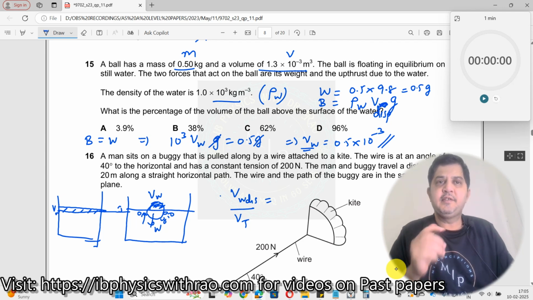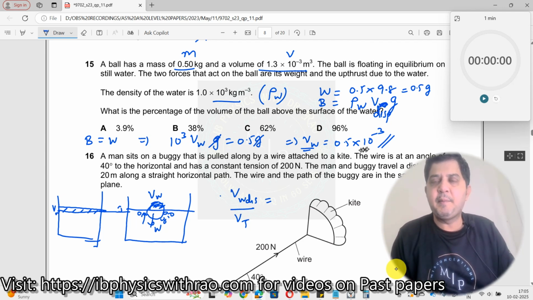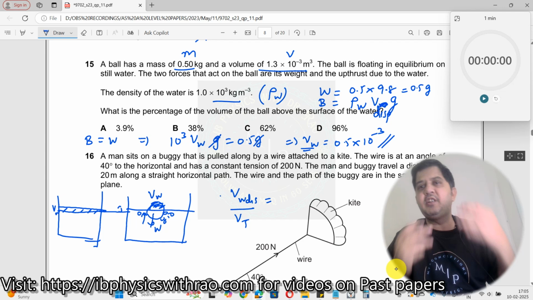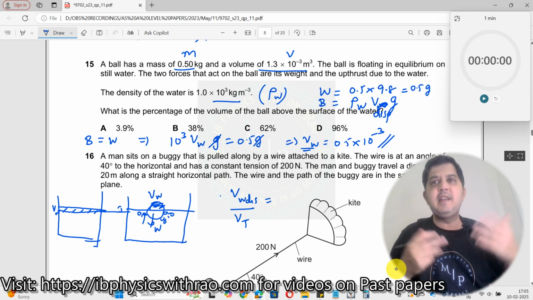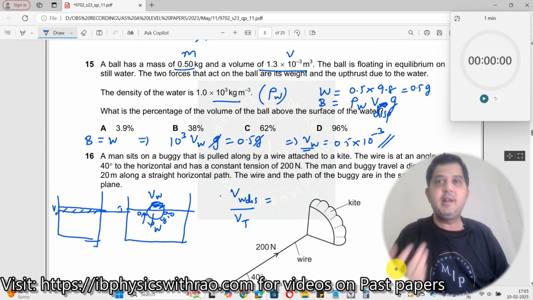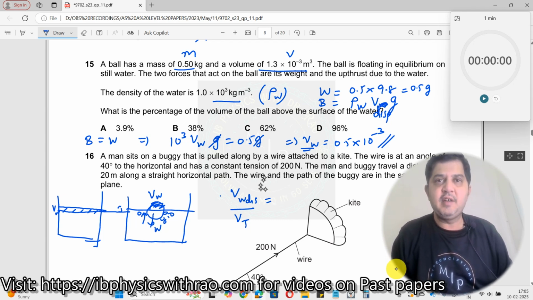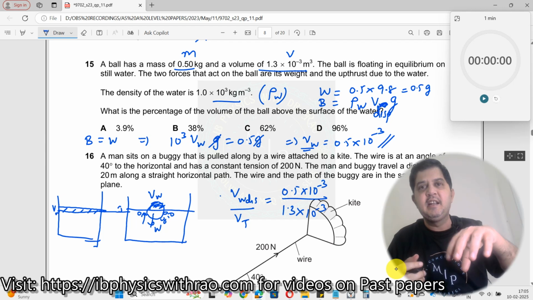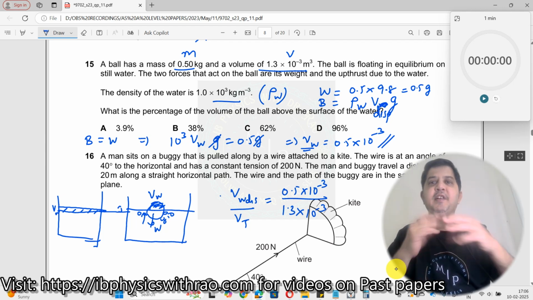I got 0.5 × 10^-3. Is it equal to 1/3 of the volume, 1/4 of the volume, 1/8 of the volume, half of the volume? If I want to ask that question, I divide one by the other. I get 0.5 × 10^-3 divided by the total volume, which was 1.3 × 10^-3. Definitely, it's not the full volume. Full ball is not inside it. Only part of it is inside, most of it is outside.